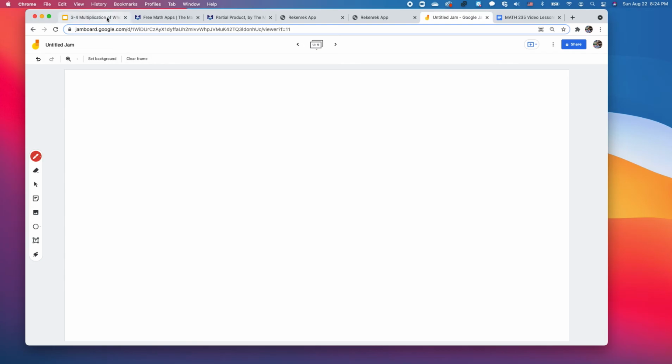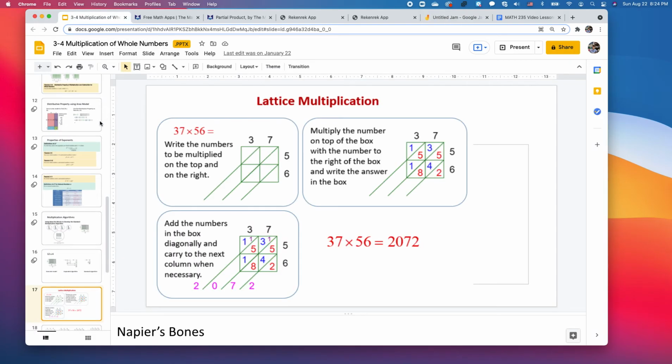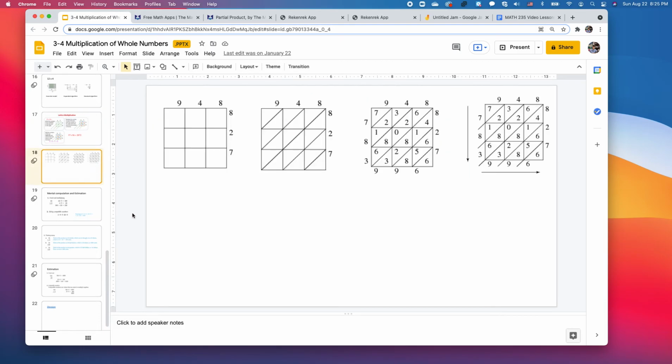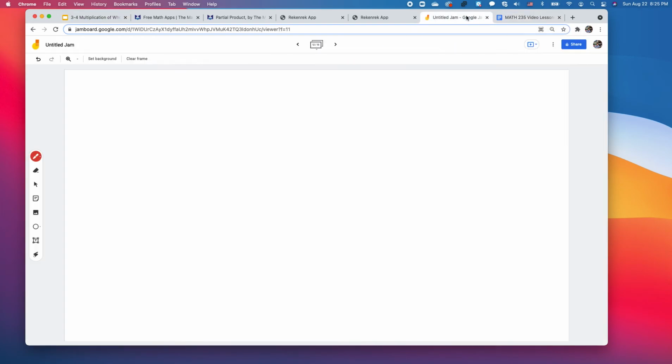Let's have one more example with more numbers. Do I have any example, or should I just make it up? Let's see. Here's another one. 948 times 827.